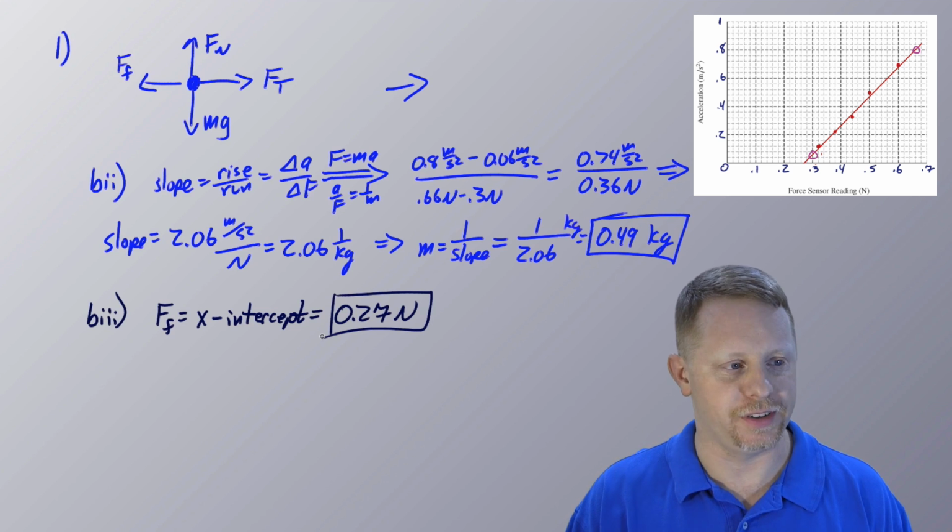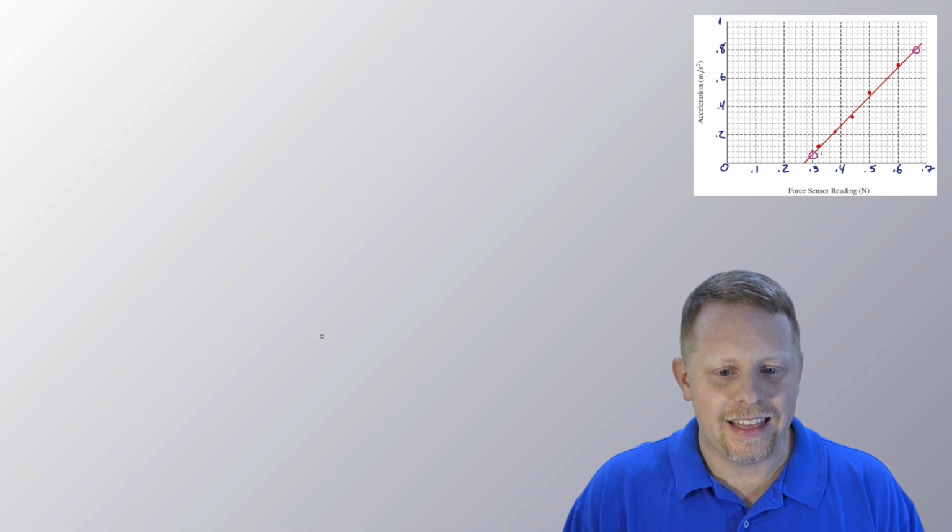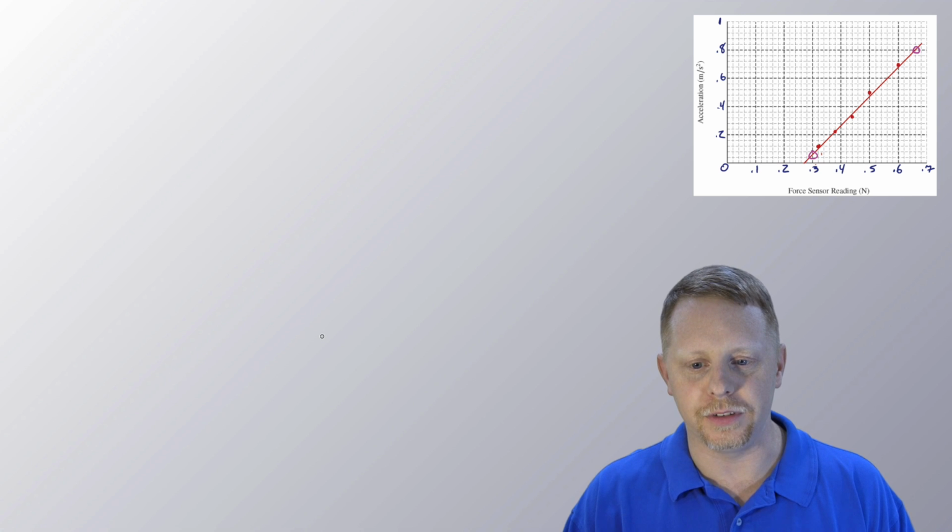Now let's move on to part C. The experiment is repeated using a constant force sensor reading of 0.45 newtons. The cart starts from rest at time t equals 0 and is pulled for a time of 2 seconds along the track. Find the acceleration of the cart.